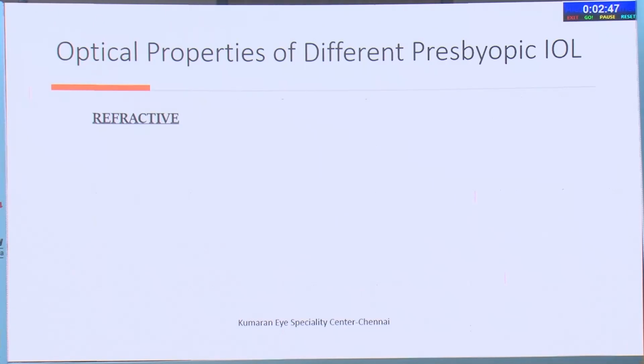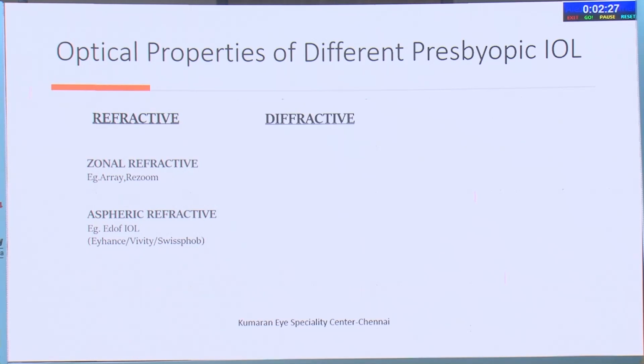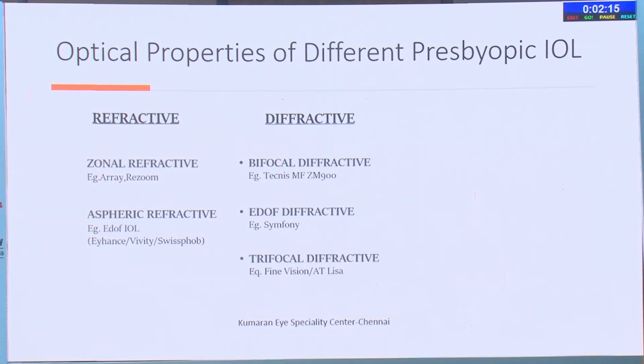So as I told you, there are 9 different kinds of technology involved. The first one is zonal refractive, which you know if you have been practicing multifocality in the 90s and 2000s, you would have implanted a lot of these lenses. Then the aspheric refractive. The refractive technology lost its focus for a long time. Now it has come back again with the aspheric refractive, for example the IHANS and Vivity, which my colleagues told you about. Then the diffractive multifocal lens, like the Technis multifocal, which is still there in the market. Then came the EDOF diffractive. Then came the trifocal diffractive.